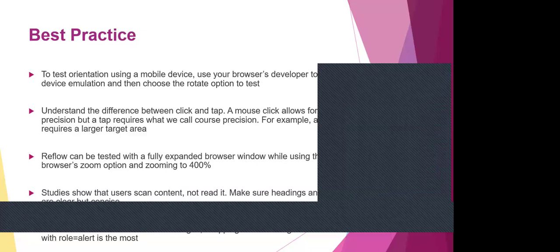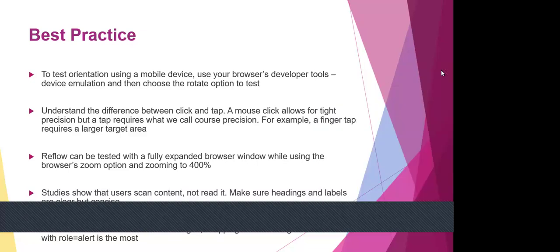Become knowledgeable and understand the difference between clicking and tapping. A mouse click allows for a very tight precision of where you're interacting with the page, whereas a tap is what we call a larger, more coarse precision. That's why in some of the examples here you need a larger tap target to allow for the different types of technology that will interact with the page. So, for example, a finger tap requires a larger text area, like I was mentioning.